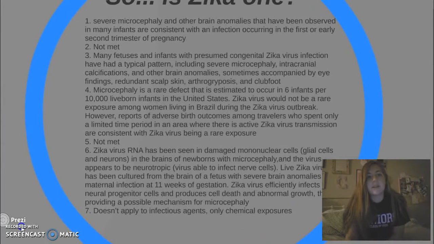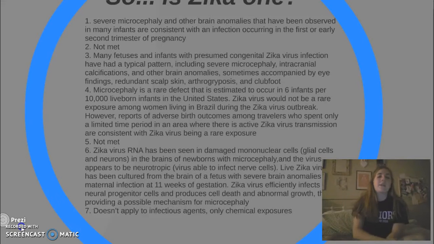So is Zika a teratogen? It fits the first criterion because severe microcephaly and other brain anomalies have been observed in many infants, and are consistent with a Zika infection occurring in the first or early second trimester of a pregnancy. The second criterion was not met, however the third one was met because many fetuses and infants with presumed congenital Zika virus infection have had a typical pattern, including severe microcephaly, along with other things.